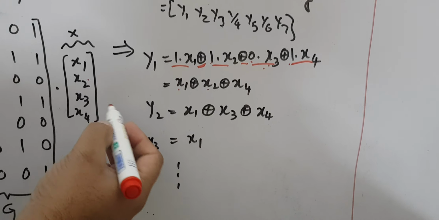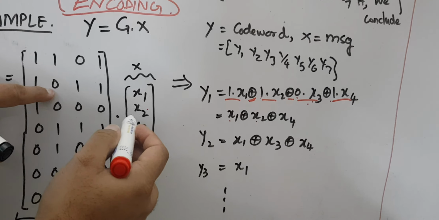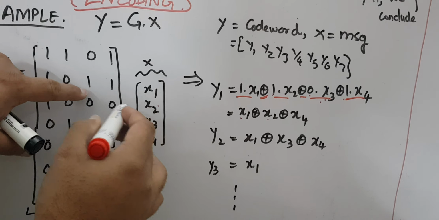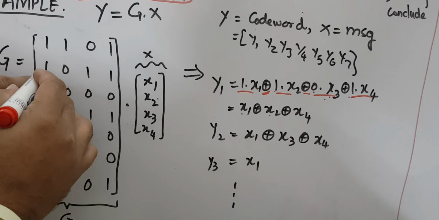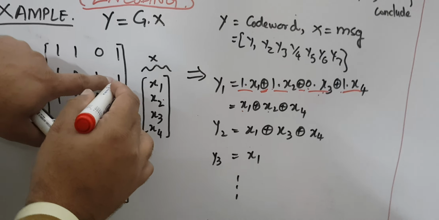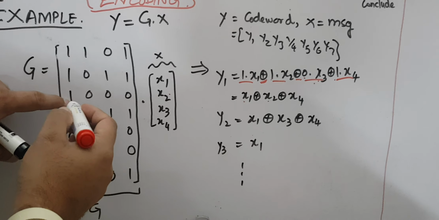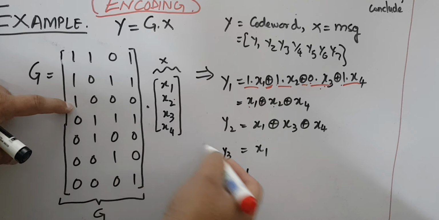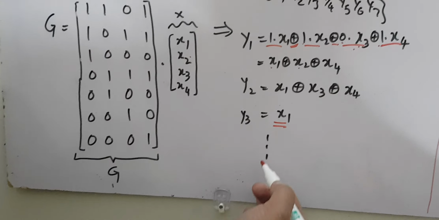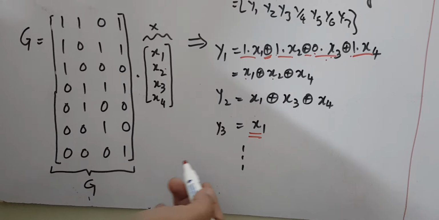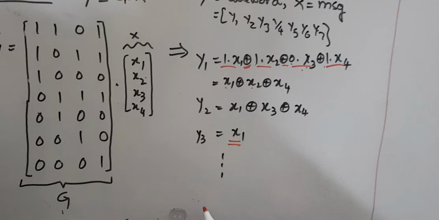And then again y2: x1 multiplied by 1 plus 0 multiplied by x2 plus 1 multiplied by x3 plus 1 multiplied by x4. So the answer will be x1 XOR x3 XOR x4. Here you can see this is x1 multiplied by all zeros, so y3 will be equal to x1, and so on. I am leaving the further part for you, so you can multiply this and then you will end up with the exact answer, what are y3, y4, y6, y7.